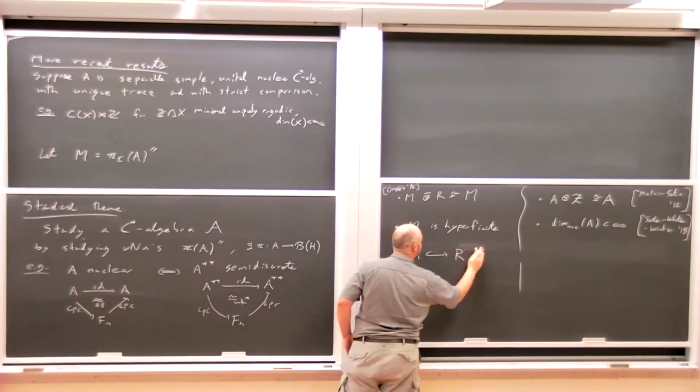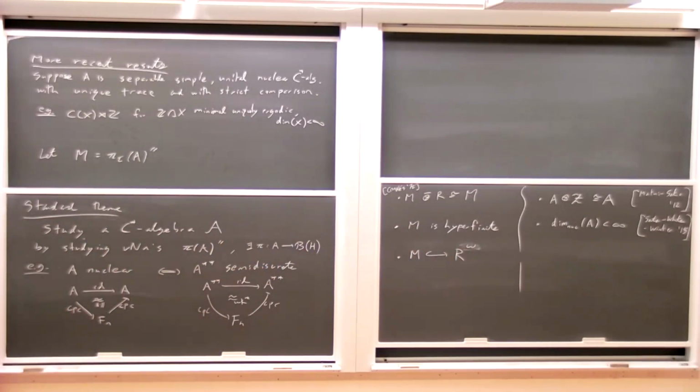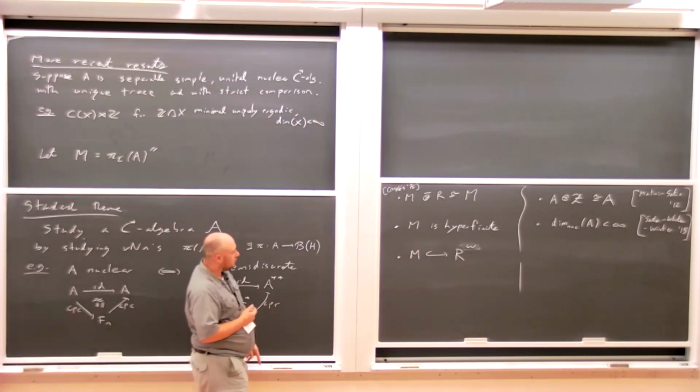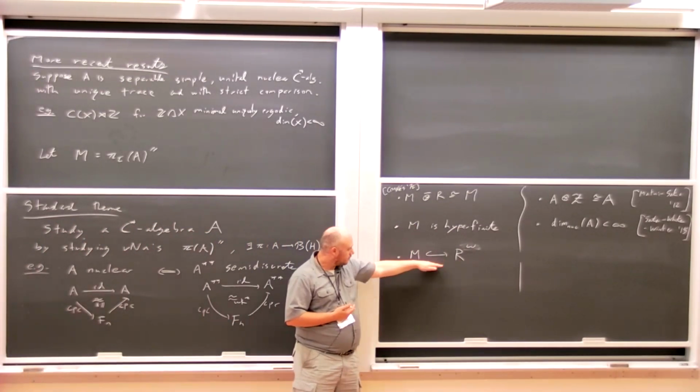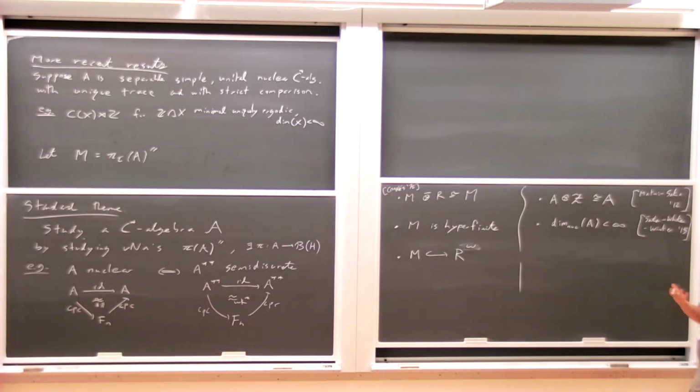Connes' theorem: every injective II_1 factor embeds into R^ω, the ultrapower of the hyperfinite II_1 factor. It's trivial once you know M is isomorphic to R, but he proves this on the way to proving M is isomorphic to R. It's really a key portion of his proof.